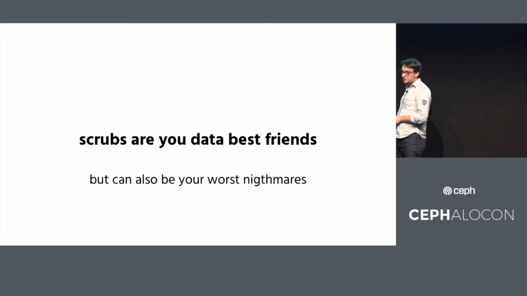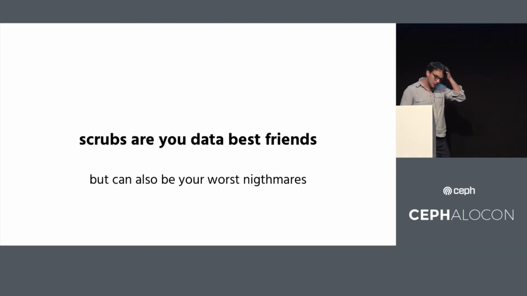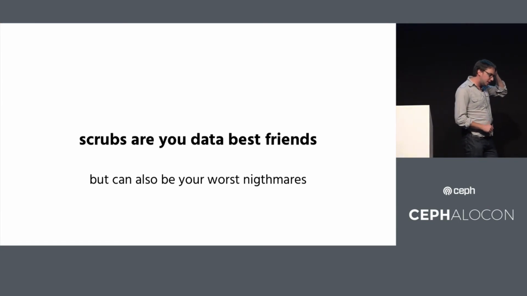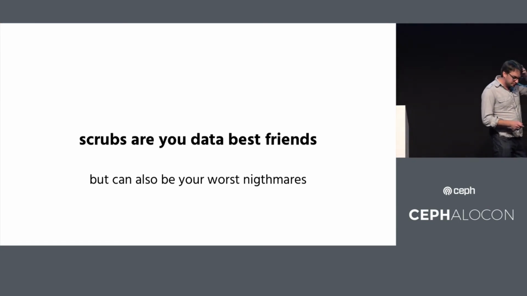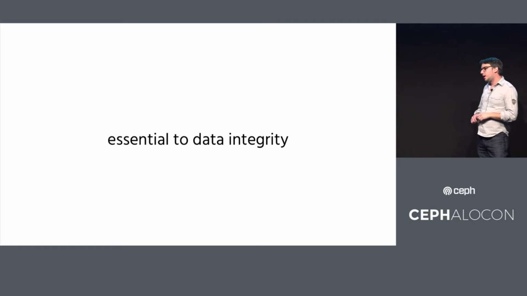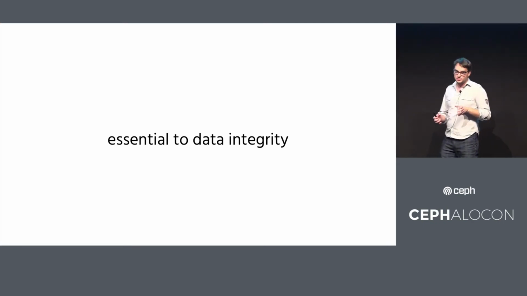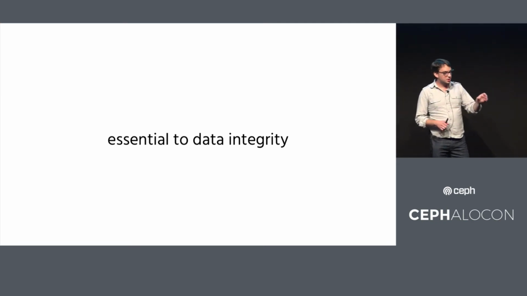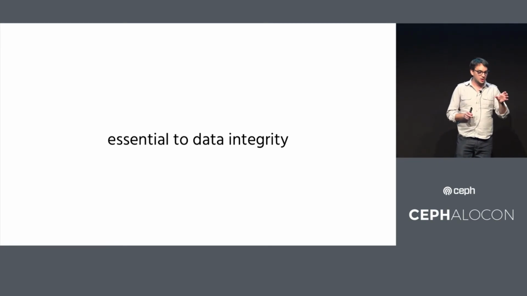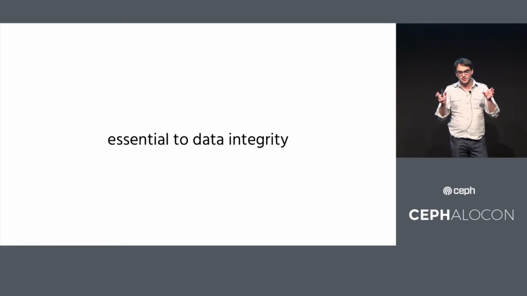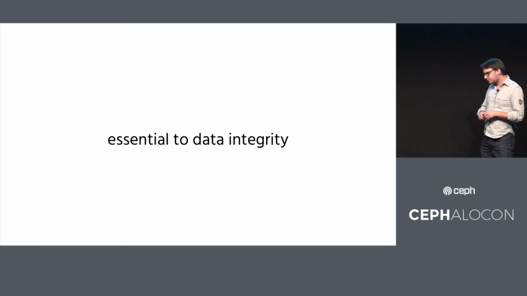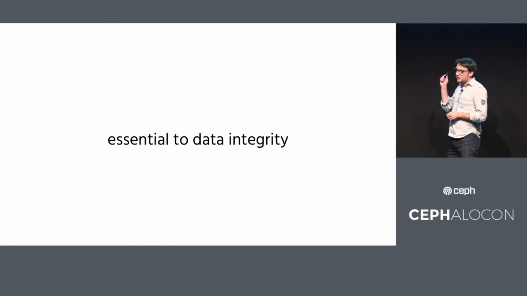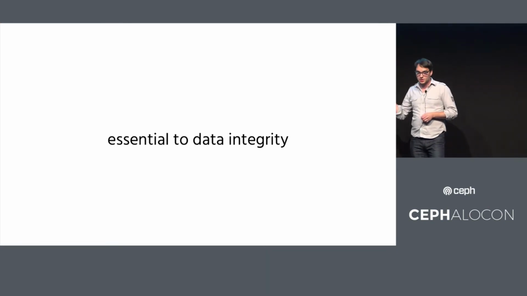Okay, last statement. Scrubs are your data's best friend, but they can also be your worst nightmare. Scrubs are essential to data integrity of your cluster. Scrubbing is the process where Ceph will read all the replicas of an object to see if there are any corrupt ones and warn you about it with inconsistent PGs and scrub errors.